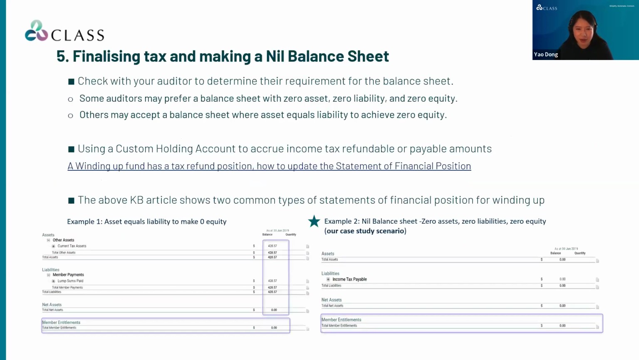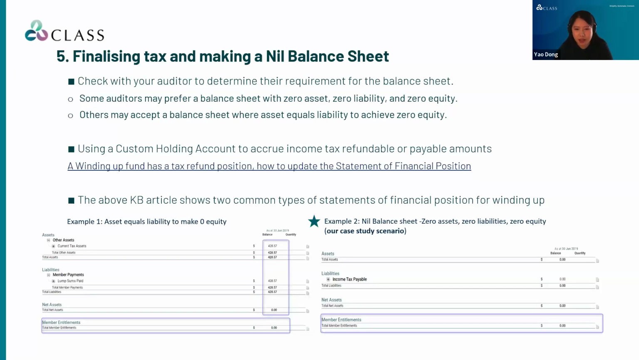The last step is to finalize the tax and achieve a new balance sheet. Please check with your auditor for which kind of balance sheet they want to have. This help guide article in this slide explains how to accrue the income tax using the customer holding account, and it gives the example of 2 different kinds of balance sheets the auditor may accept.